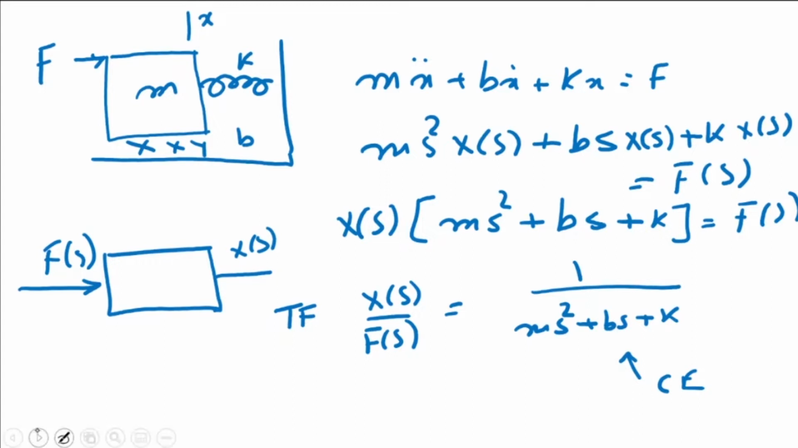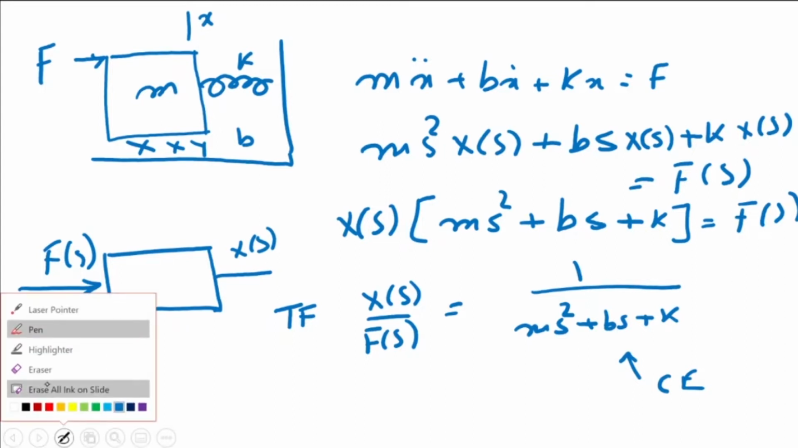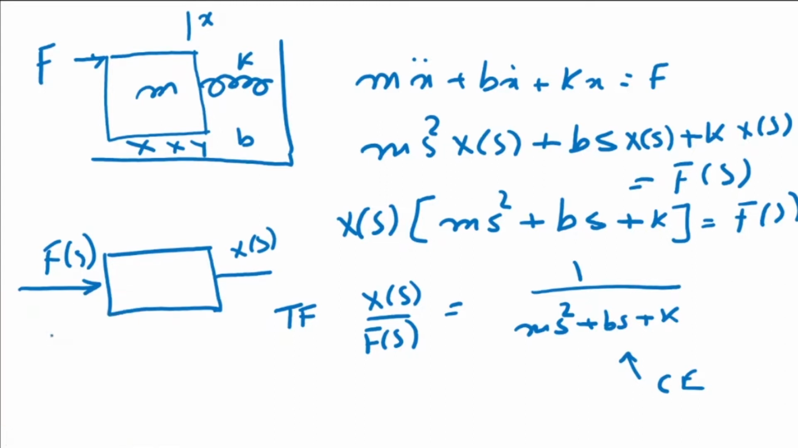Okay, so now we understand what the characteristic equation is, and my characteristic equation will come inside here. So it will be m s squared plus b s plus k.